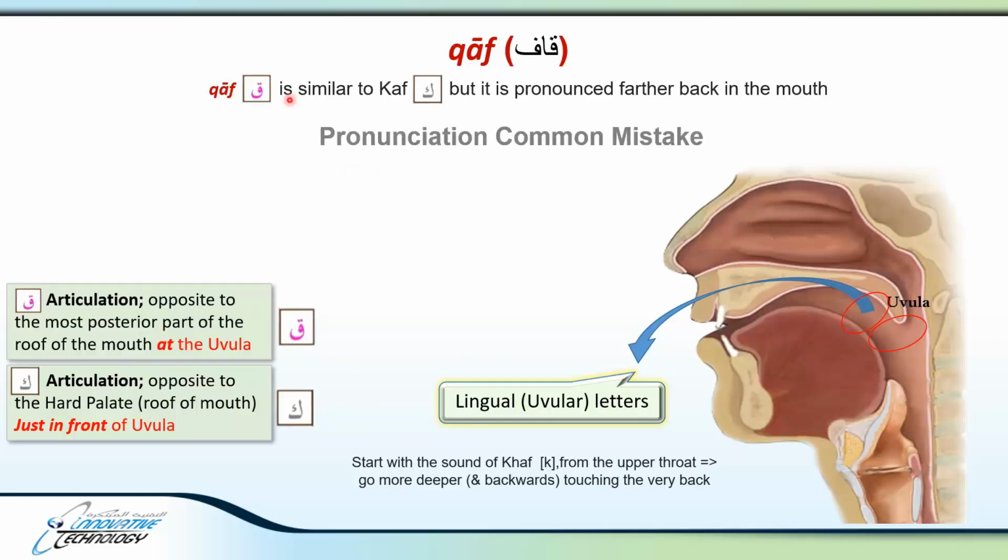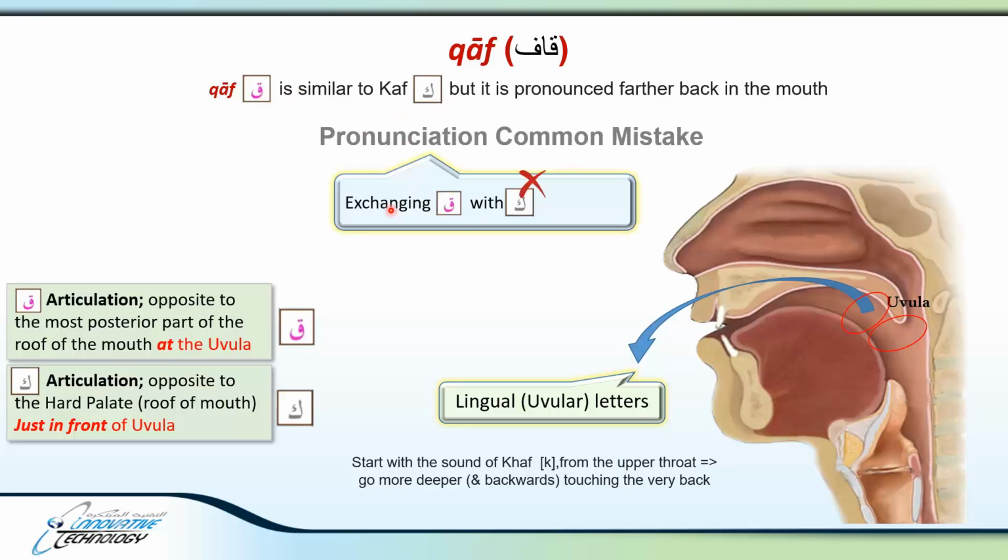Because of the similarity between the qaf and the kaf, the common pronunciation mistake comes when people who don't pronounce qaf properly tend to exchange it with a kaf, ik. An example is qalil, meaning a little. They would pronounce it as kalil, meaning weak. The meaning has changed totally by replacing the qaf with a kaf. And this is wrong. We should say qalil, qaf, qalil.